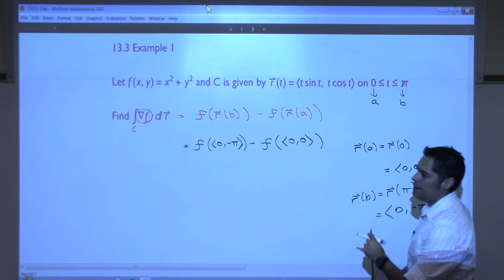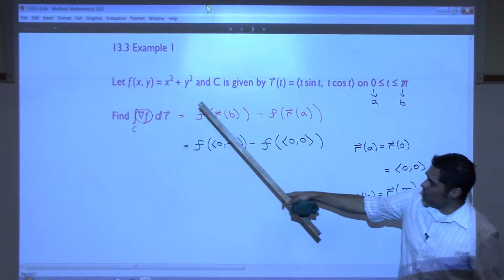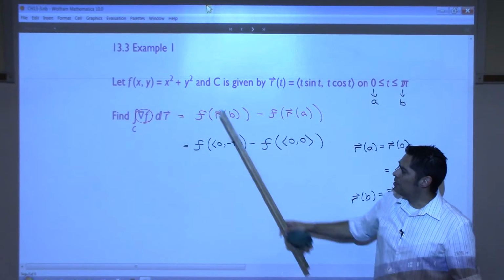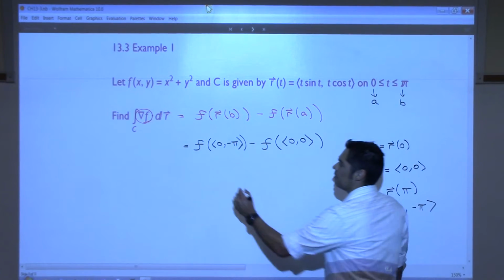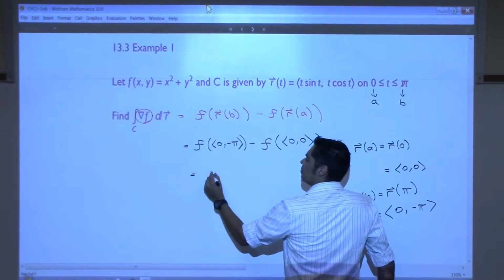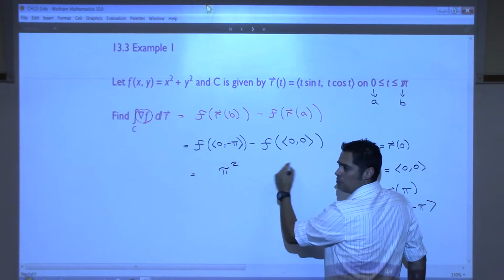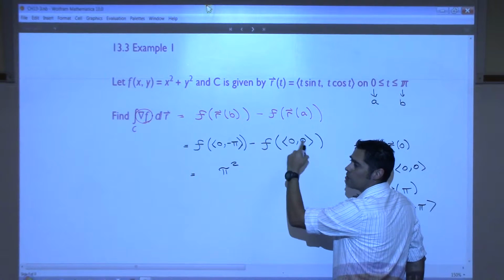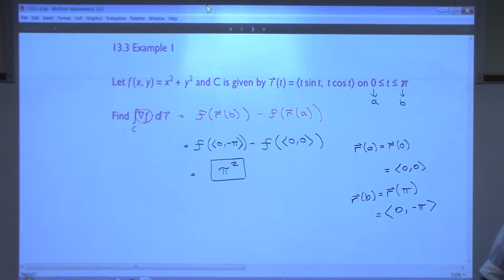All we mean is you take your scalar function, you replace x with 0, you replace y with negative pi. So what would you get here for this first one? Pi squared. And then over here, 0 squared plus 0 squared, so you get 0. So your answer is pi squared. Understand? Are you sure you understand? Okay, there's no magic to this.